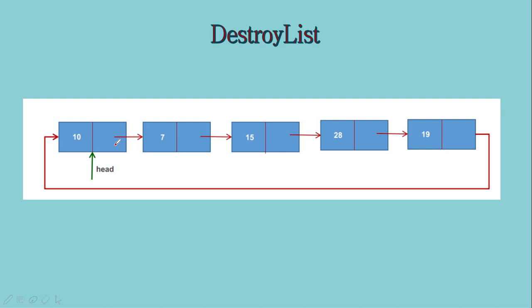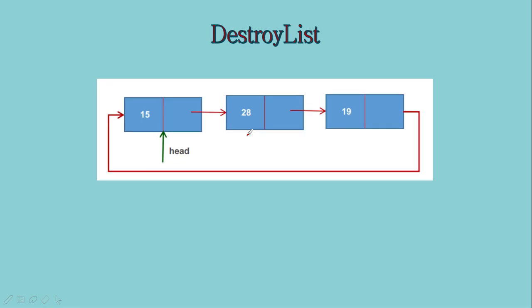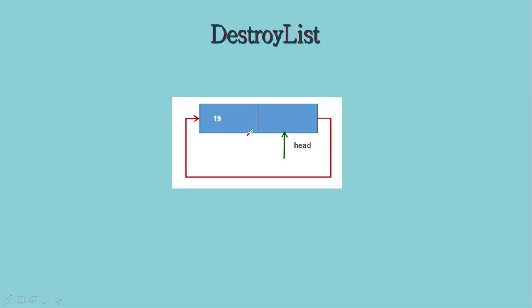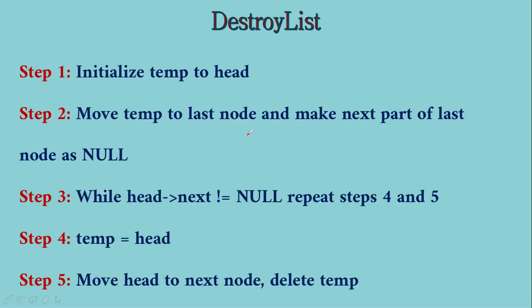Logically, if there are 5 nodes it will look like this, and we have to remove the first node. After that it should look like this with 4 nodes. After removing the first node again, it should have 3 nodes, then 2 nodes, 1 node, and at last head should become null.